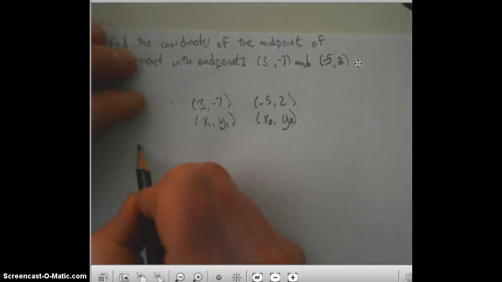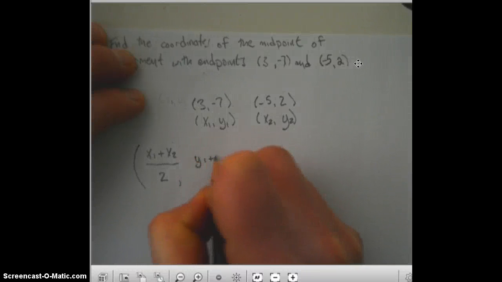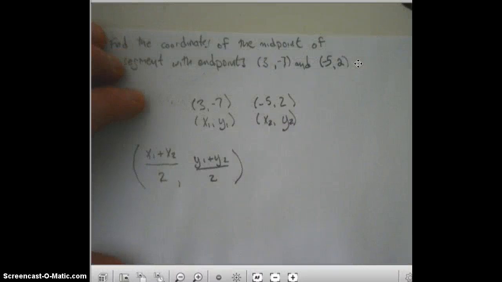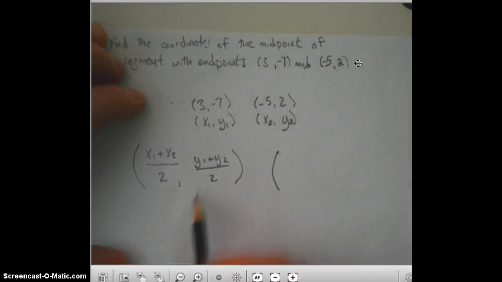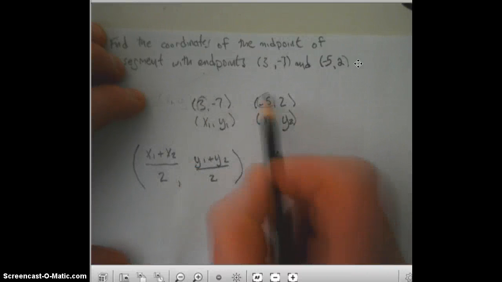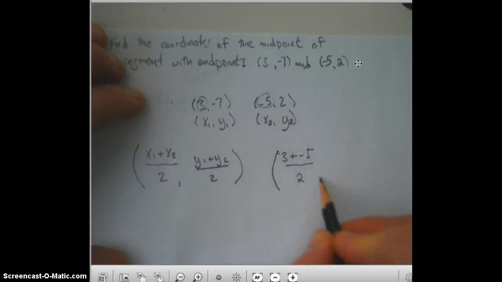So, our formula for the midpoint looks something like this. You add up the x's and divide by 2, you're taking their average, and you add up the y's and divide by 2, you're taking their average. The thing you have to be really careful of is the signs. Let's try this out. We're going to take the average of the x's. That should be the 3 and the -5. So you're taking 3 and you're adding it to -5. Then you're going to divide by 2.